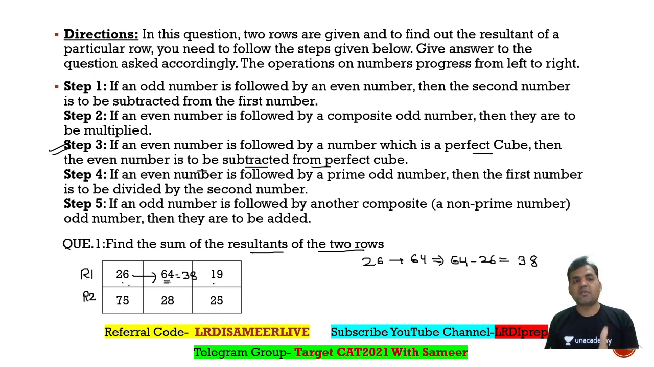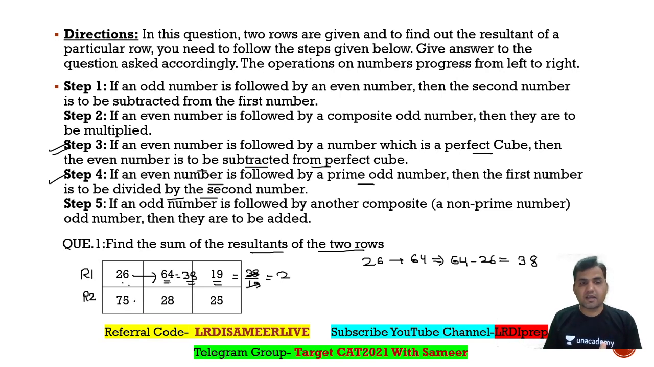Now 38 is being followed by 19. What is 38? 38 is an even number. It is being followed by 19, which is a prime odd number. Can I apply the step number 4? Even number is followed by a prime odd number. First number in this case is supposed to be divided by the second number. That means the resultant of these two will be 38 divided by 19, which is equal to 2. So row number 1 will result into a number that is equal to 2.